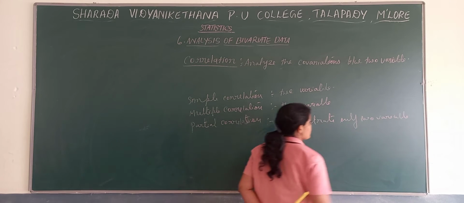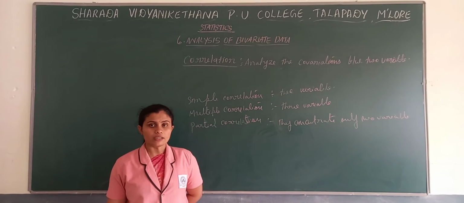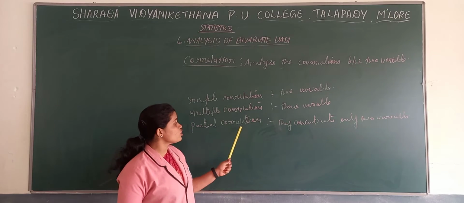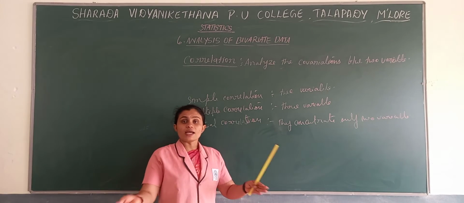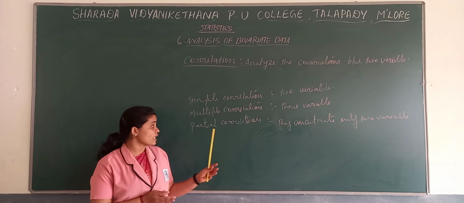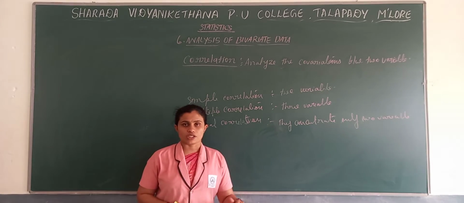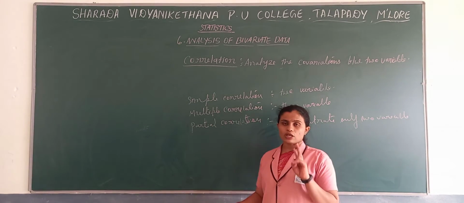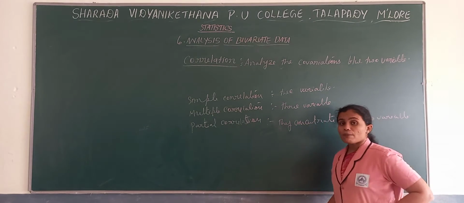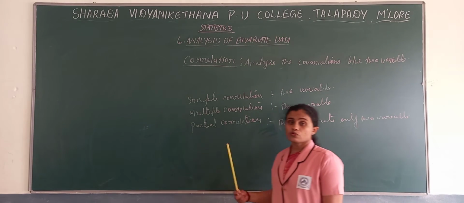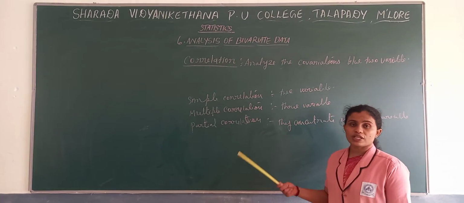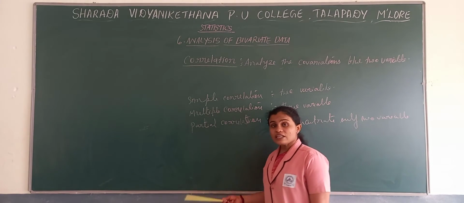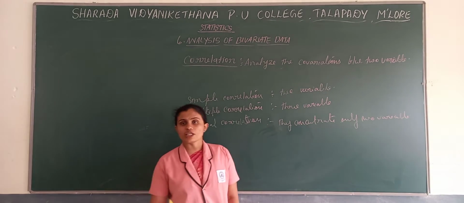Means they identify more than two variables, but they consider only two variables. Only what they identify, the partial of that they will consider. So that's what we call a partial correlation. Correlation may be of three kinds: simple correlation, where they take only two variables, or multiple correlation, where they take more than two variables, that is three variables. So partial correlation means they identify many variables, but they consider only two variables.